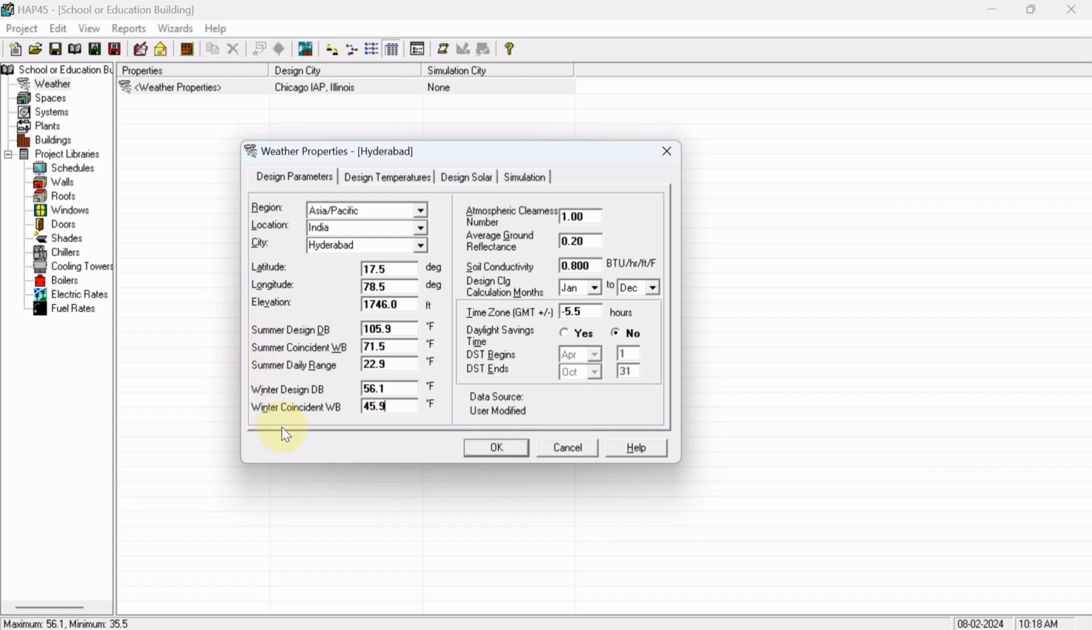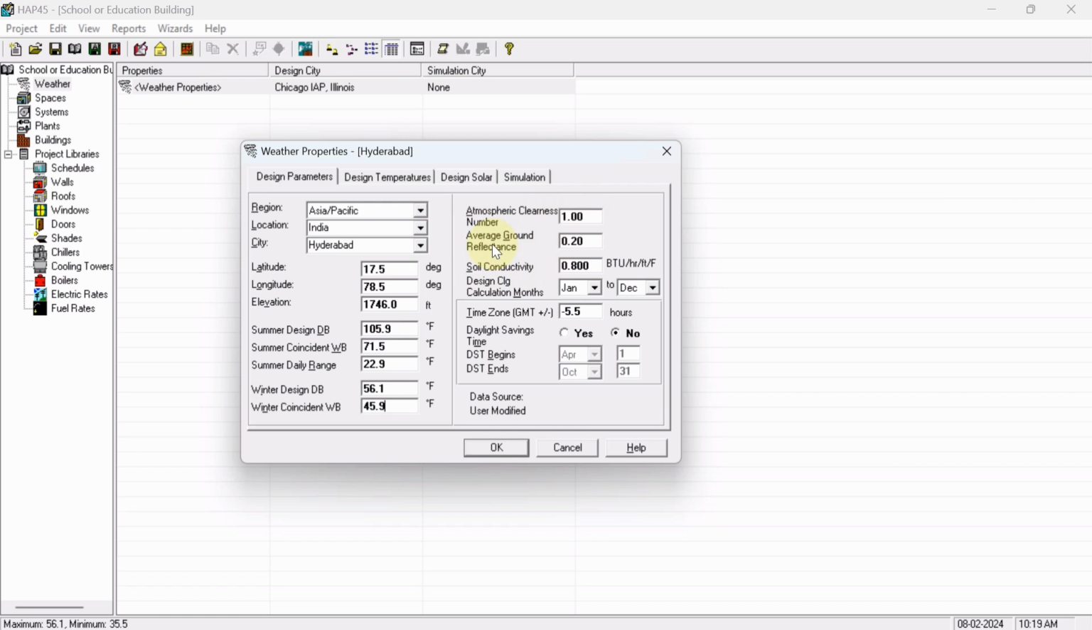Now the next thing which we have to fill here is what? See, now some options are given. For example, the next one is atmospheric clearness number. What is this actually? Remember, this atmospheric clearness number is also known as atmospheric clearness index. It is a measure used in solar energy studies to quantify the atmospheric transparency or clarity. So just take it as 100%.